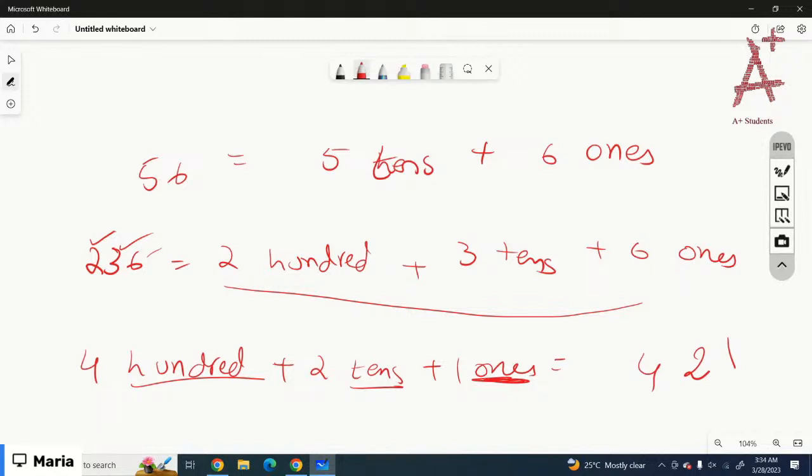You can add them like 400, 2 tens, it would be 20, and 1. Just add: 1 plus 0 makes 1, 2 plus 0 makes 2, and here you have 4. So together they make 421.